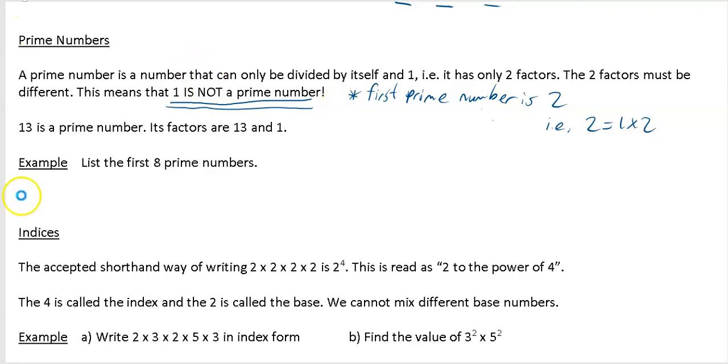Okay, next one, it says the 2 factors must be different. This means that 1 is not a prime number, and then I've given you an example here as well of 13. 13 is a prime number. Its factors are 13 and 1. There's nothing else. Okay, very important, and it's worth your while to learn the first few prime numbers. So we're going to go through them.